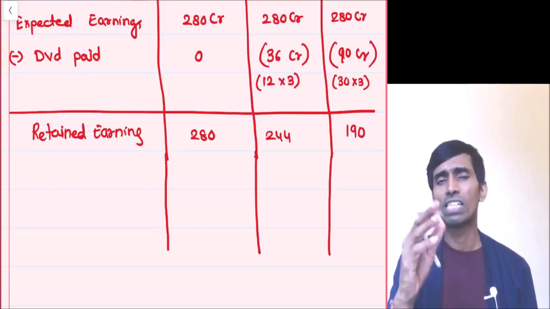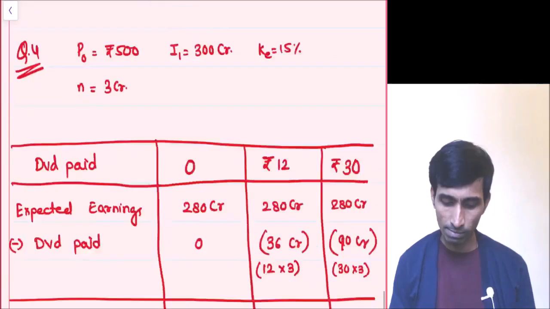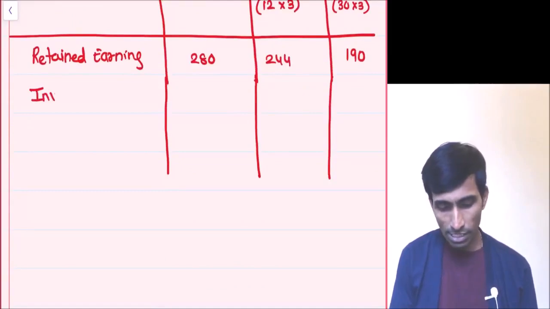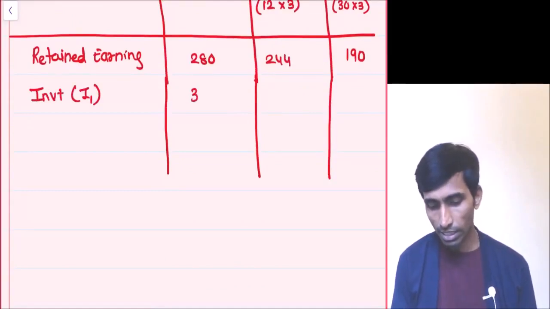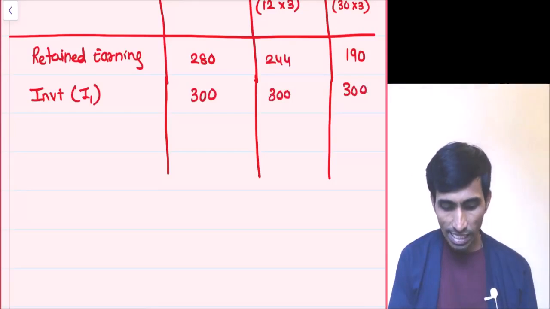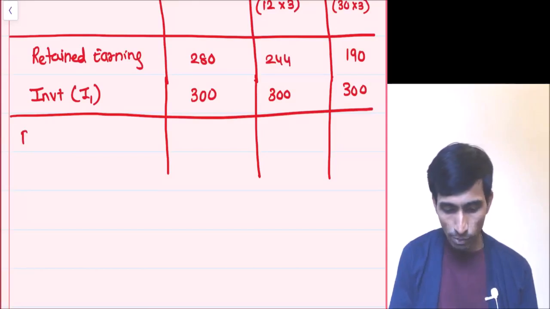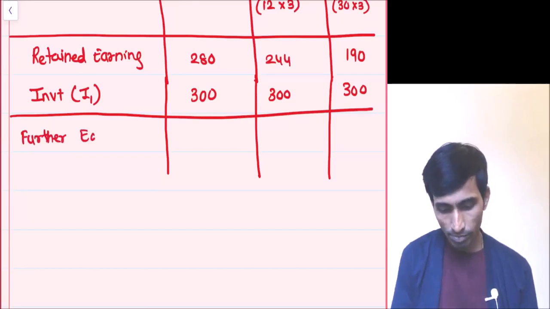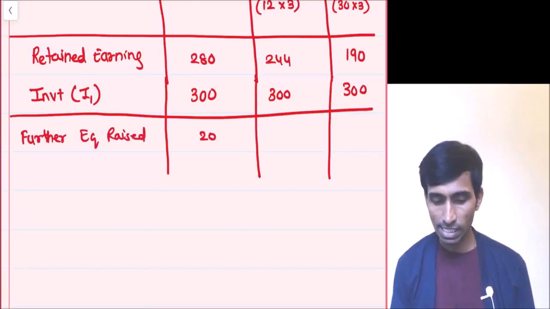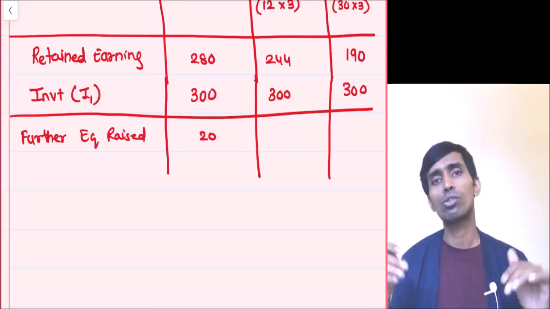Now please understand logically the formula I gave here, investment plus X1, all those things. What is happening is, I have retained earning of 280, but my investment, that is I1, is 300 crores. Now if you check, there is not sufficient retained earning. So further equity raised is 20 crores here. I have 280, I want 300 crores, so 20 is the extra.